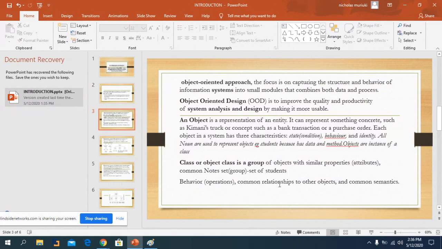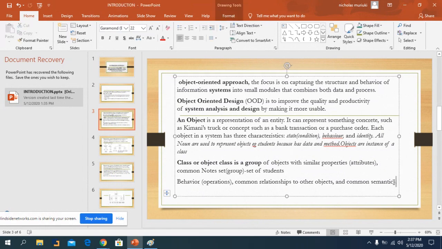If you look at your notes, we have said a class is a group of objects with similar properties, which are called attributes, and behaviors, which are now called operations, and common relationships to the objects, and common semantics. Semantics means the meaning of that object. Yes, we are talking about withdraw. Are we withdrawing? Or we are depositing.